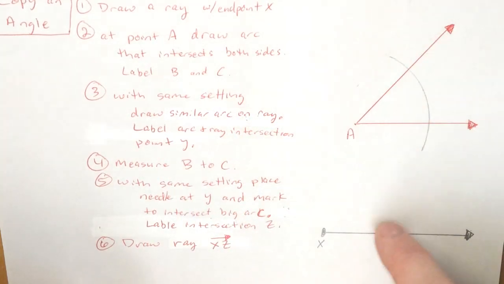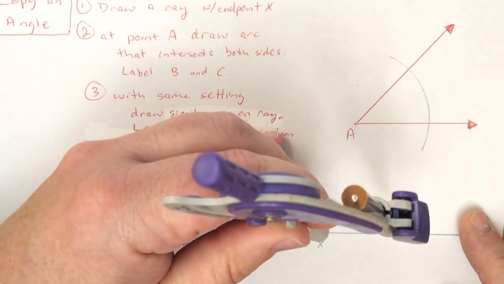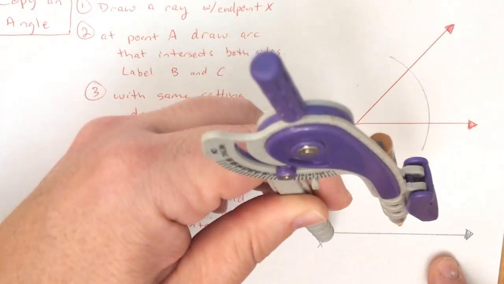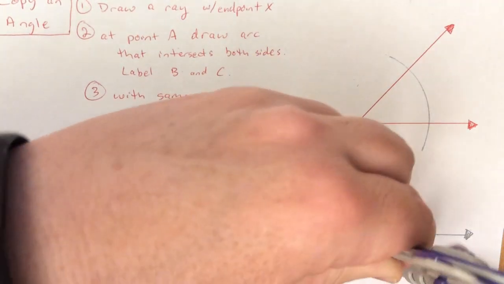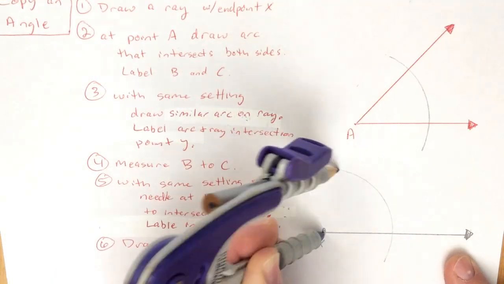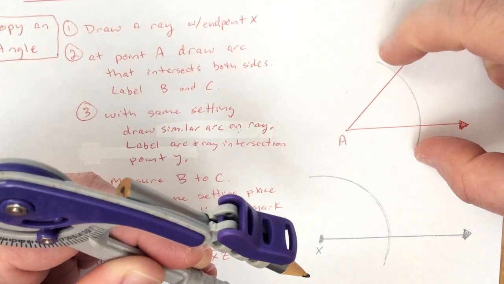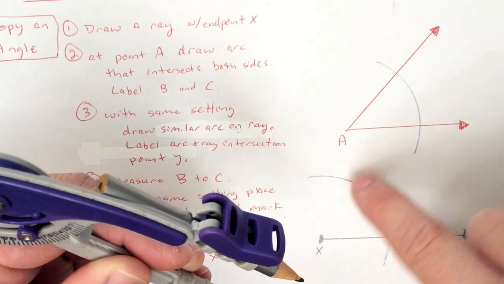So see that big arc? We're going to make the big arc down here as well. So our needle was at point A, we're going to put the needle at point X, because that's what we have. And we're going to make a big old arc, big enough that our intersection is going to be made.